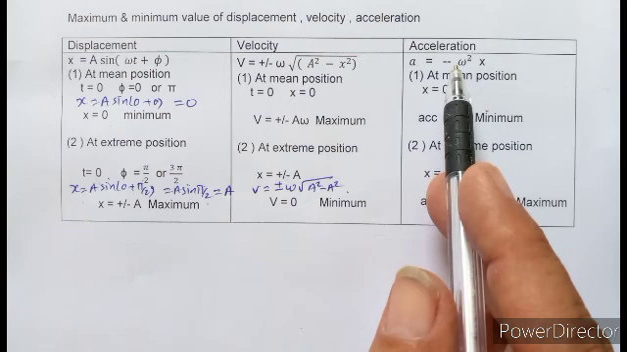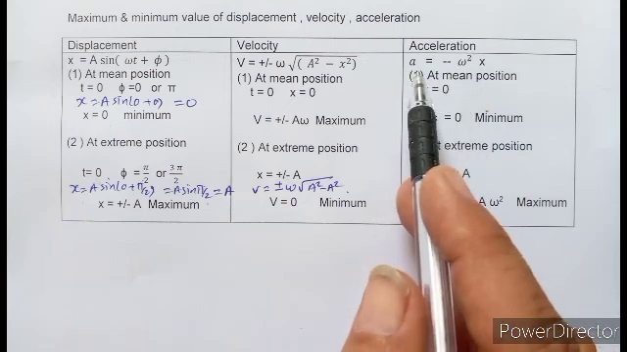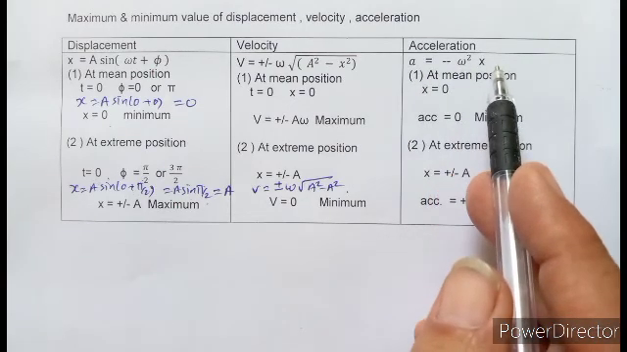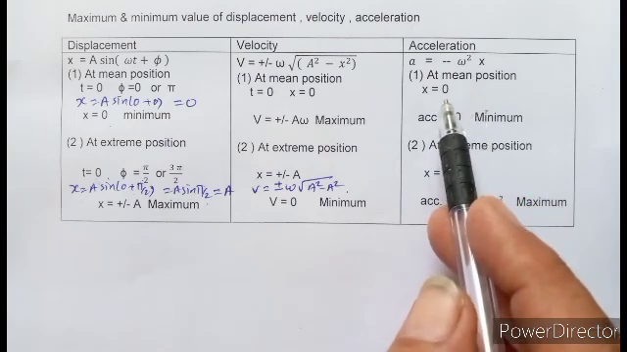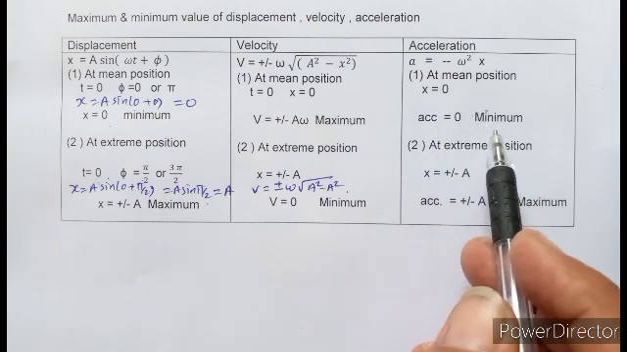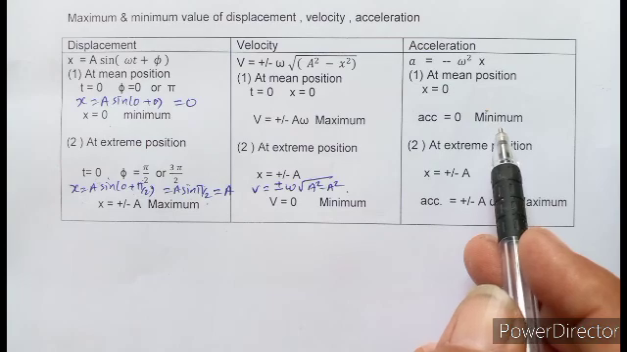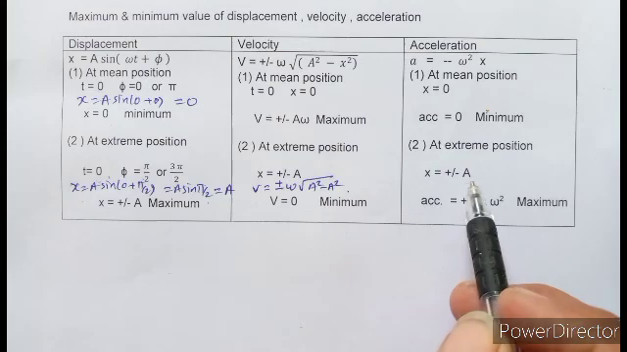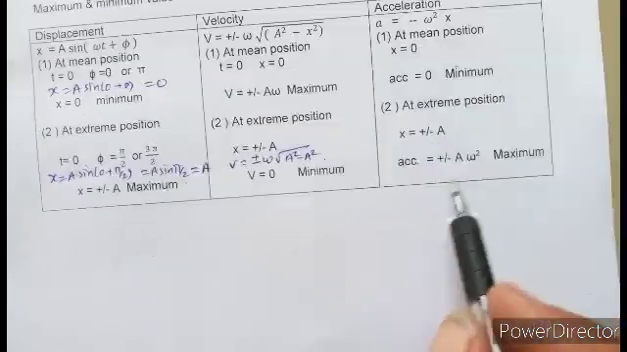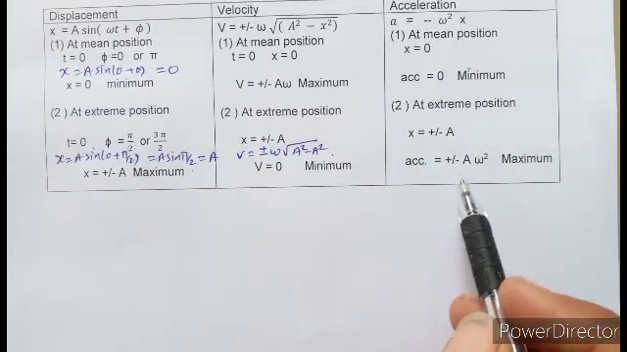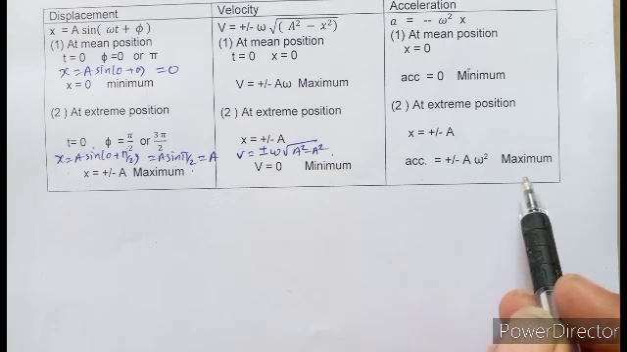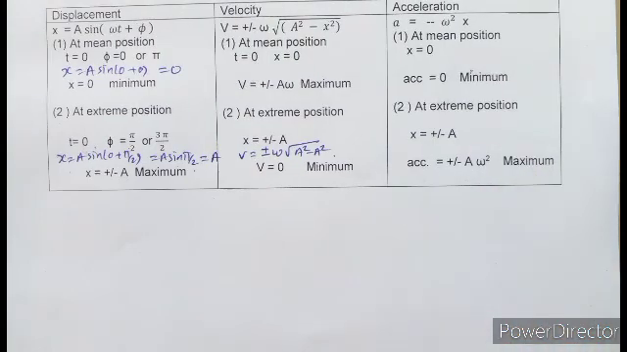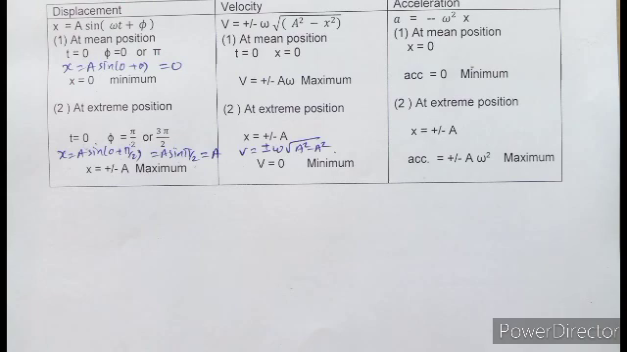Third, acceleration. We know a is equal to minus ω²x. At the mean position, x is equal to 0. Therefore, acceleration is 0, which is the minimum value. At the extreme position, x is equal to plus or minus A. Substitute in the above equation. Then we get acceleration equal to plus or minus Aω², which is the maximum. So in this way, we have calculated the minimum and maximum value of displacement, velocity and acceleration.